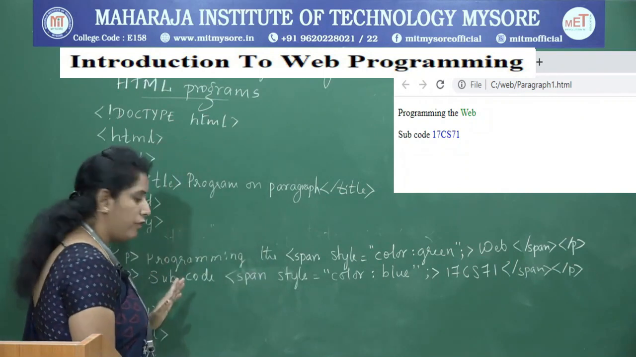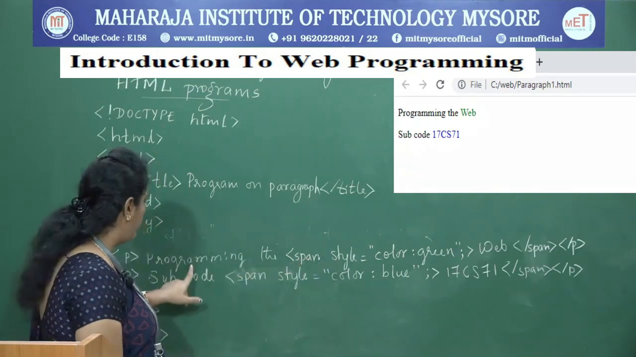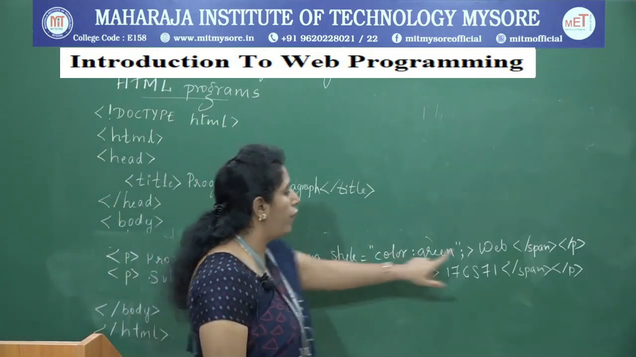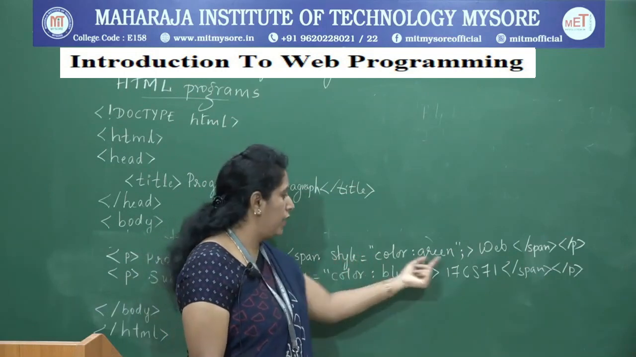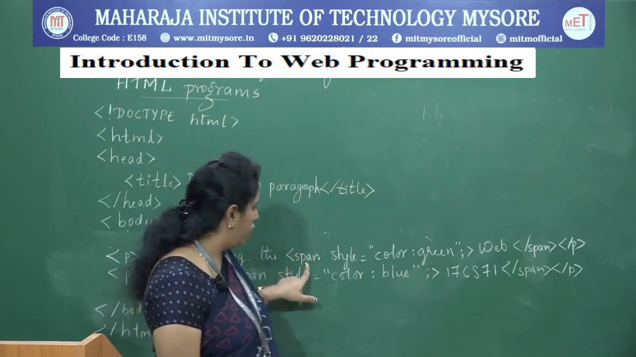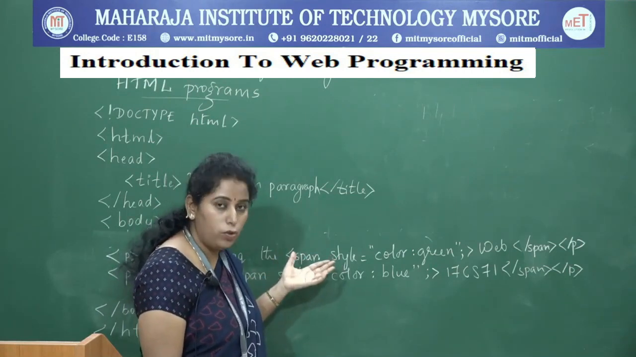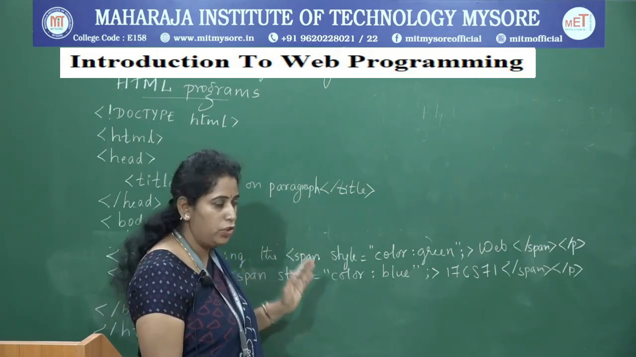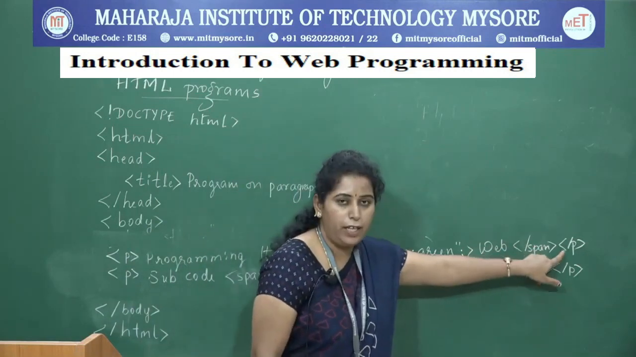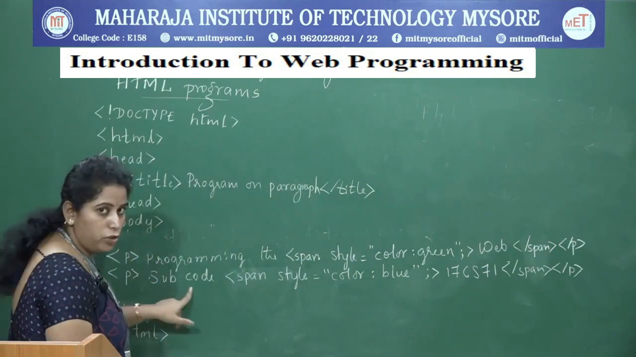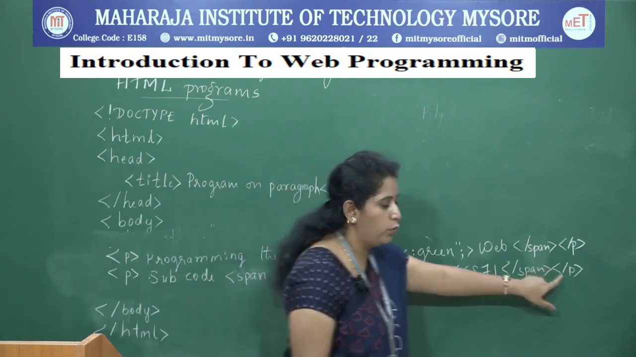Now what I have changed in this logic is that I am printing the text using the paragraph tag, programming, then only for the particular text I am changing the color with the attribute style, and the color I am assigning is green. After that you can notice the span tag is used for the text which should not start on a new line, because its functionality works like that. Then the open span tag should be closed and also the paragraph tag should be closed. Likewise for the second line, subject code, then span, the color I am assigning is blue and the content is this, close the span, close the paragraph tag.